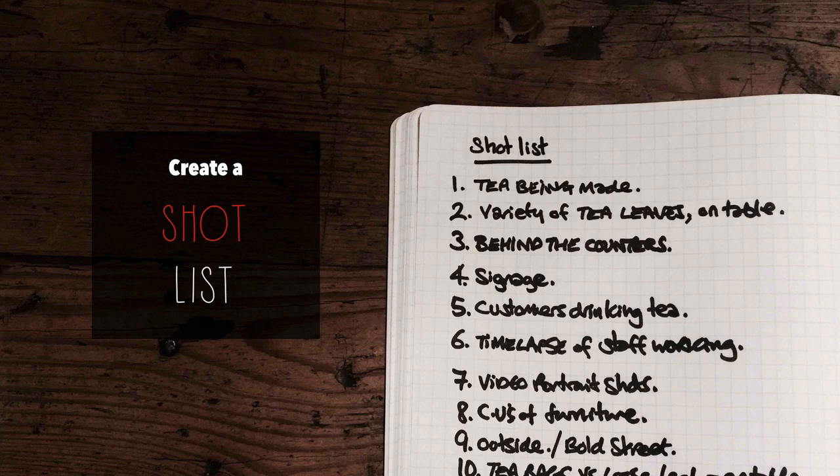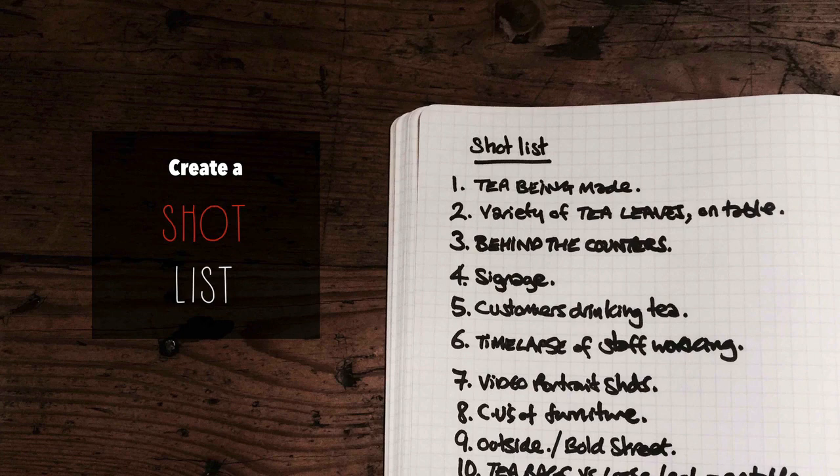For example, I've got down here tea being made, a variety of tea leaves on the table, behind the counter where tea's being served, any shots of signage. I've got sort of outside the shop.